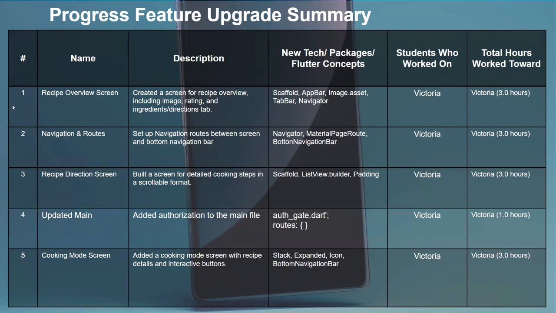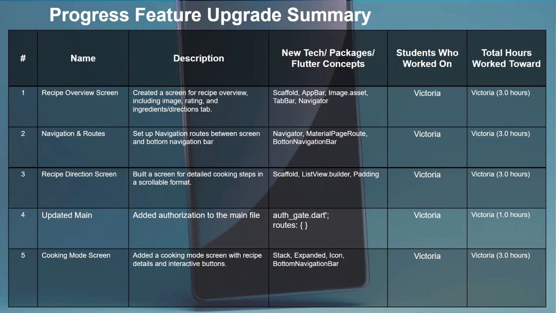On my end, I implemented 5 new features. And so the first feature that I added was the recipe overview screen. And this includes the image, rating, and the ingredients or the directions tab. For this, I added a scaffold, an app bar, an image asset, a tab bar, and a navigator.